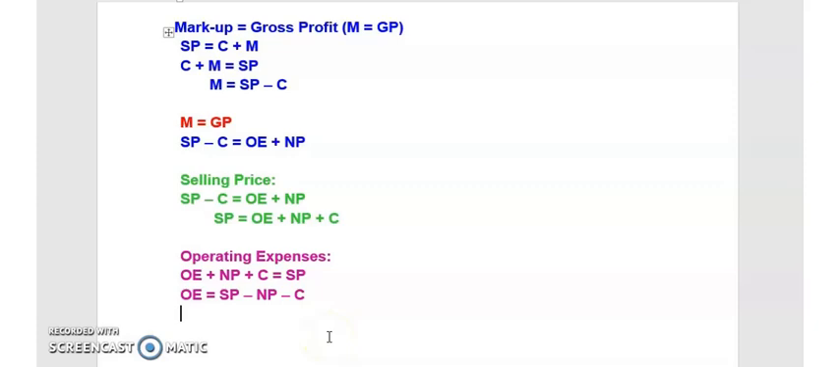Now we want to find the formula for net profit. Start from this formula because all signs are positive. So how to find net profit? Start from this formula: OE plus NP plus cost equal to SP. Now we want to find net profit, right?